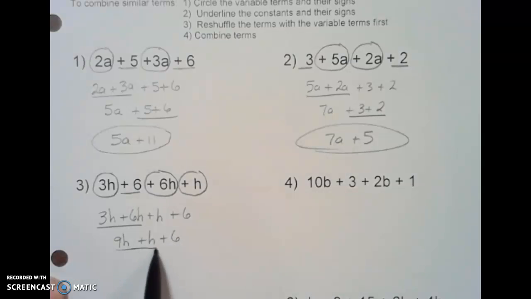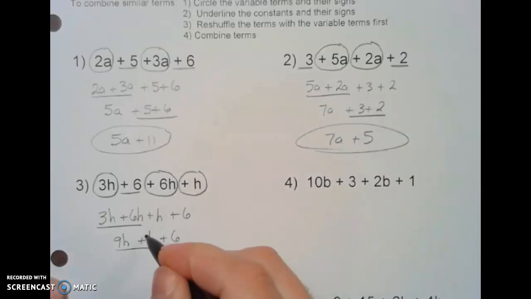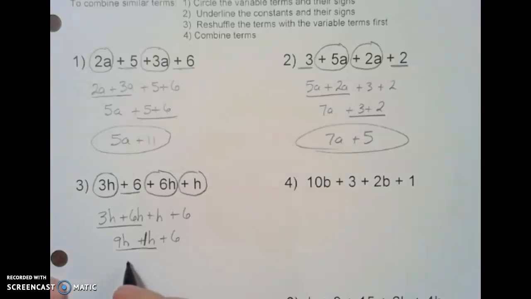And I still have variable terms here that I can combine. 9h plus h. Well, when a variable is all by itself, it's understood to have a coefficient of 1. So this is the same as 9h plus 1h, which is going to be 10h. And then I bring down the 6. And again, that's as simple as it gets. Variable term, constant term. I cannot simplify any further.